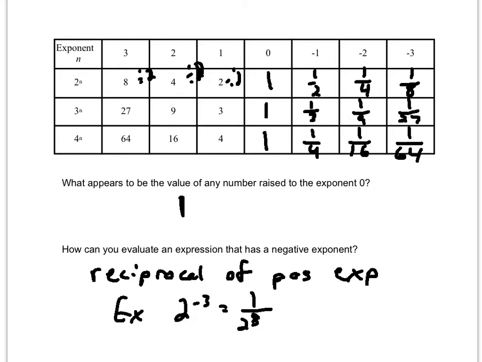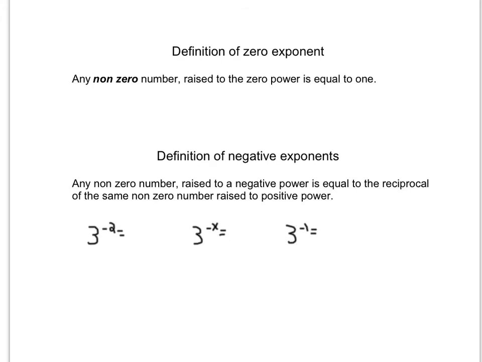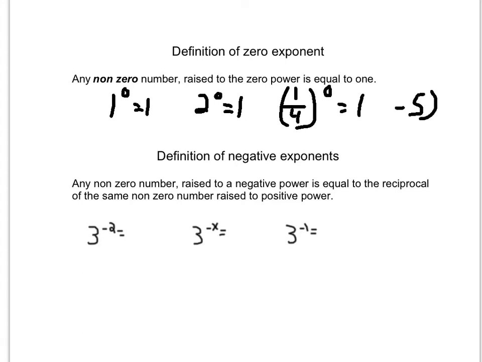Okay? So that's the relationship between exponents with 0 and negative exponents. So let's go on to the next slide here. And here are the definitions. The definition of a 0 exponent: any non-zero number raised to the 0 power is equal to 1. So for example, 1 to the 0 equals 1. 2 to the 0 equals 1. 1/4 to the 0 equals 1. Negative 5 to the 0 equals, you guessed it, 1. Okay, any non-zero number to the 0 power equals 1.